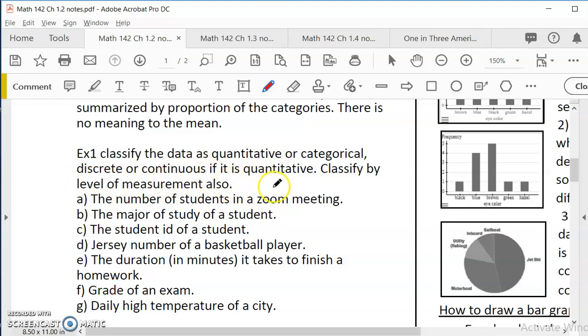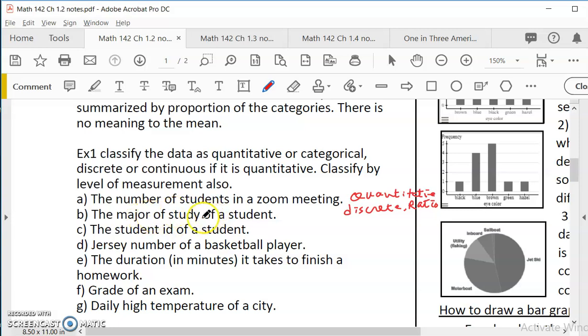A, the number of students in a Zoom meeting. Number of students is a count, right? So it is quantitative and it is a count. We cannot have 1.2 persons. So it is discrete. And is it ratio or interval? It is ratio, because if I have 2 people in the Zoom meeting and the other class has 4 people, 0 people means 0.